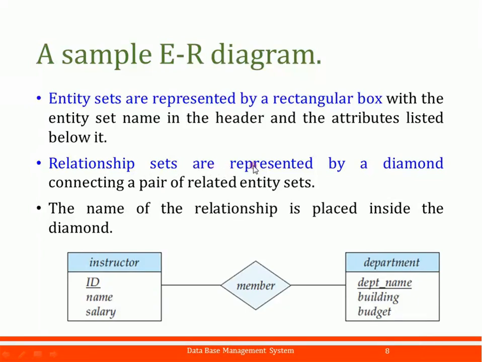Relationships are represented by a diamond connecting a pair of related entity sets. So this instructor and department are connected by a relationship called member. Instructor is a member of this particular department. The name of the relationship is placed inside the diamond. So we have ID, name, salary, which are the attributes. This is the name of the entity, and this diamond represents the relationship between the entities.